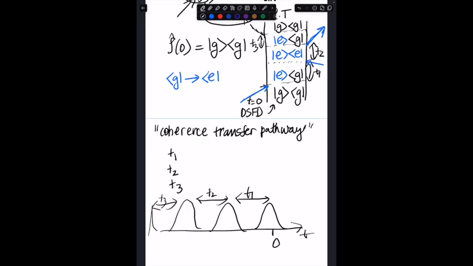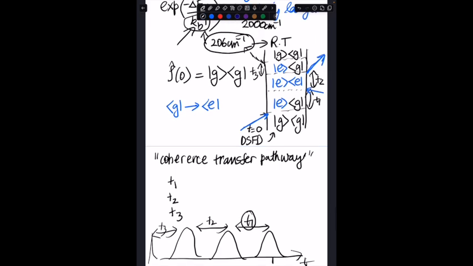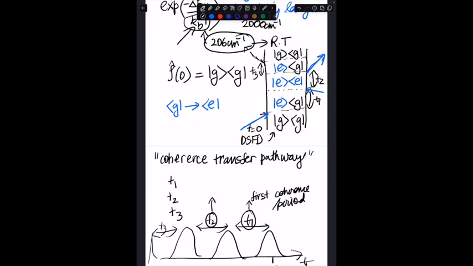Right, so this t1 is the time during which your population is in a coherent state or in a superposition of the ground and excited electronic state, and is hence known as the first coherence period. This T2 time is known as the population time or the waiting time.